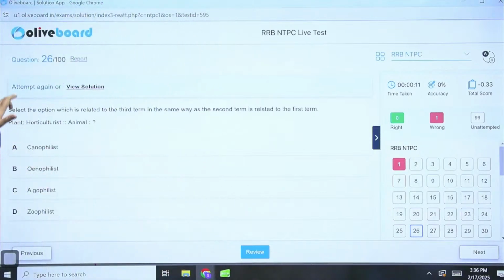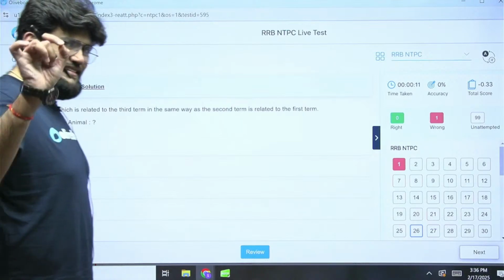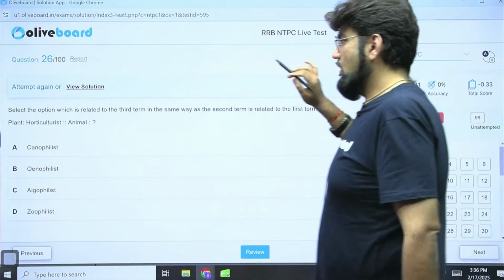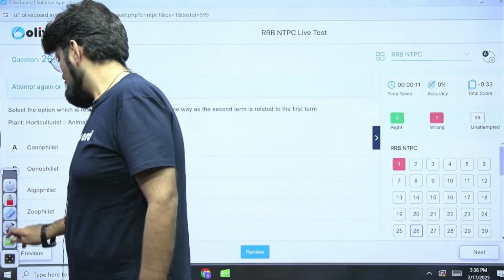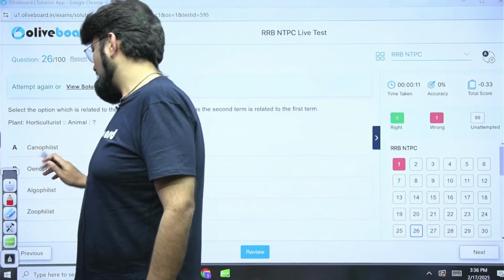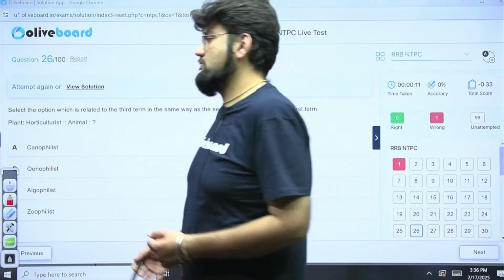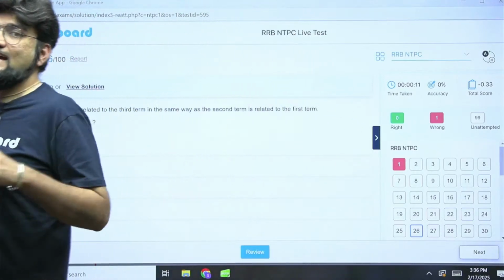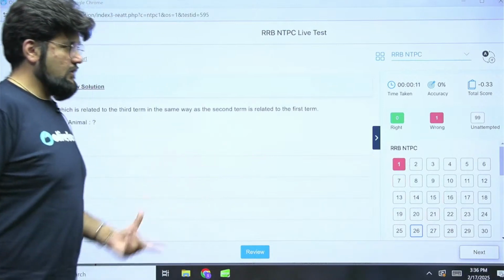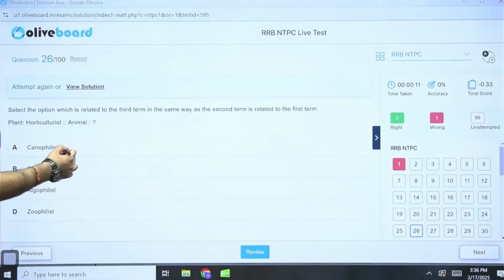26, analogy. Plant, horticulturist, animal, what? Now there has to be a slight confusion, I'm very sure, between some students. I'll just tell you the meaning of all these things. When I say canophilist, however you want to pronounce it, it comes from the word cynophile. Cynophile stands for the person who loves dogs, right? So cynophilist is a person who will be involved with dogs.